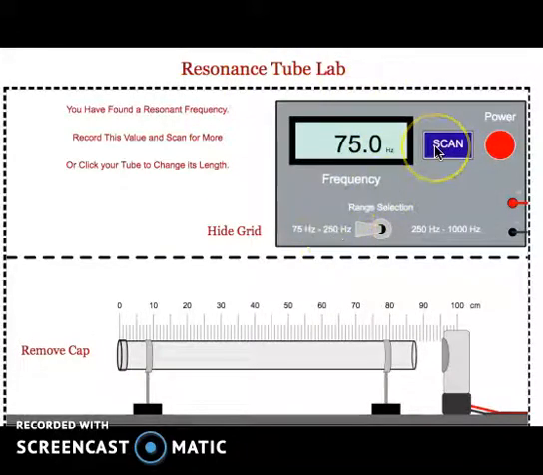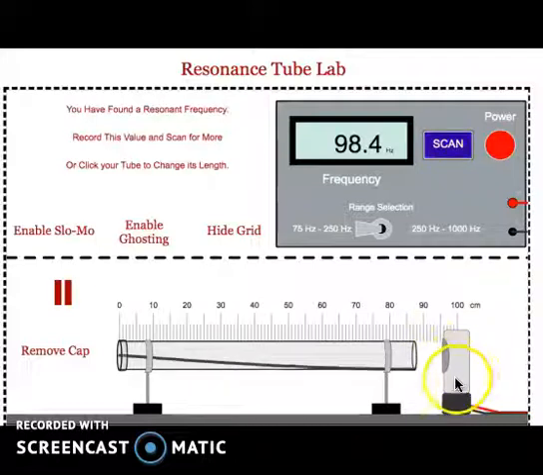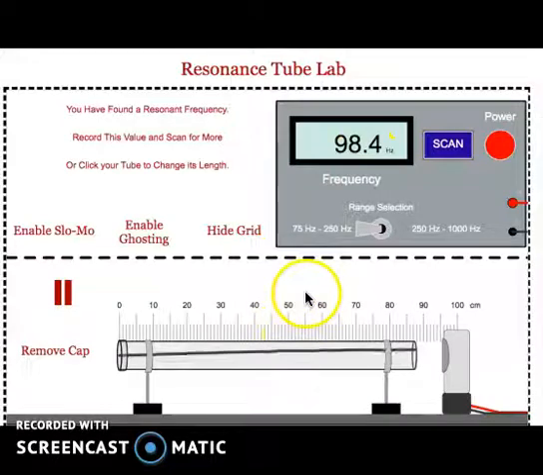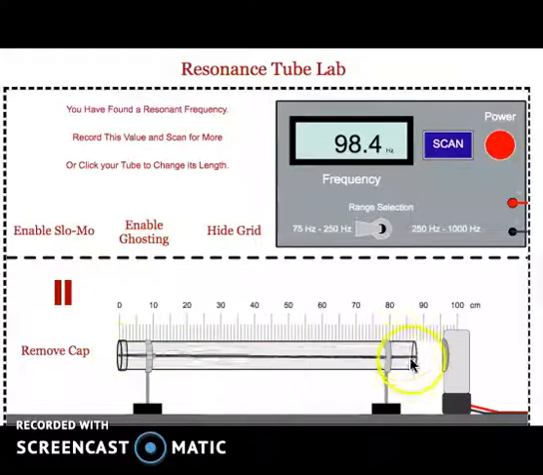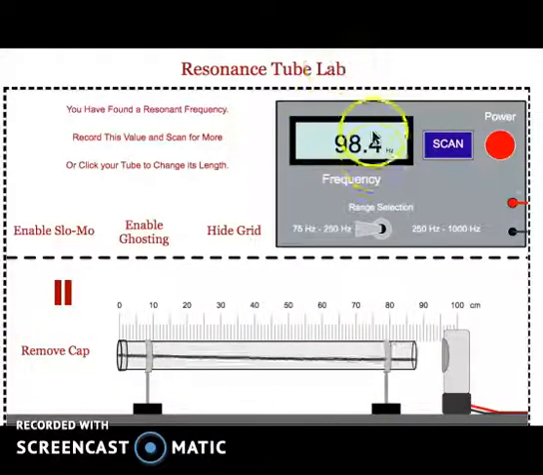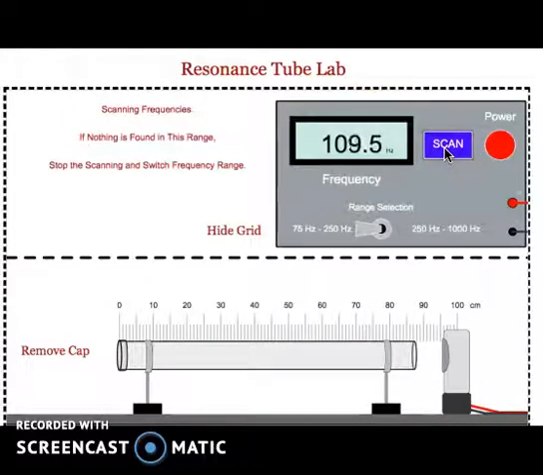So I'm going to hit scan, and what this is representing, and I really wish that this had sound to go with it, is it's having this increase in frequency until a standing wave is created. So it creates a standing wave, it's automatically paused for me. In this case, there's a node on one side and an antinode on the other, but that's because the cap is still on. You're going to remove it later. So I'd record my first frequency and then continue scanning until the second frequency comes up.